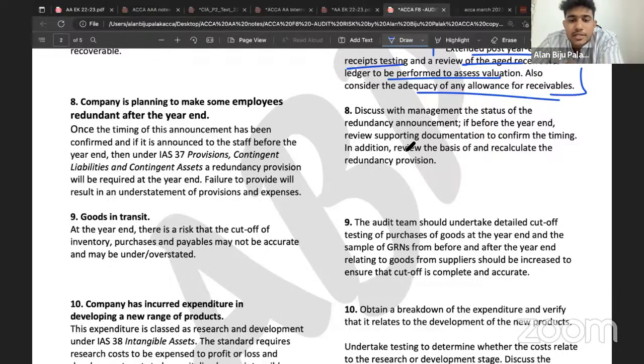Now, it is not mentioned whether they have created a provision or not. In that case, what do you need to do? The auditor should discuss with the management whether the management have created adequate amount of provision for, maybe for redundancy, to confirm whether they are in accordance with IAS 37 provisions, contingent liabilities and contingent assets. Clear?